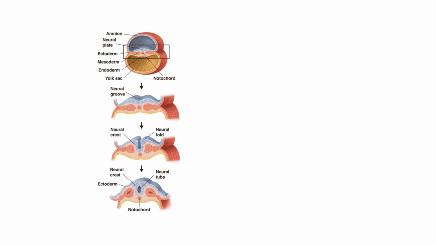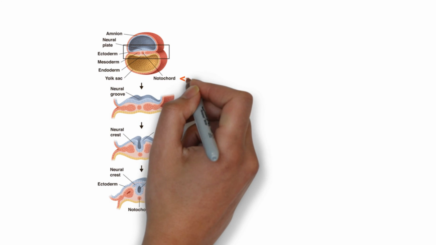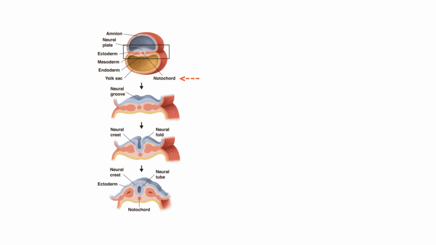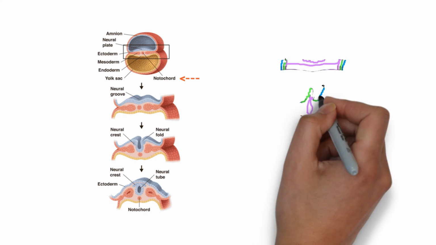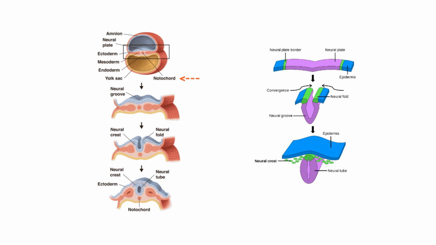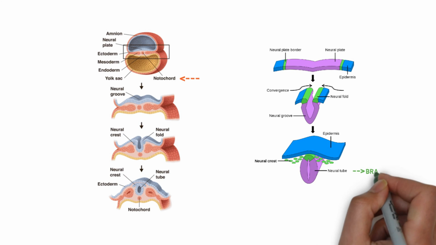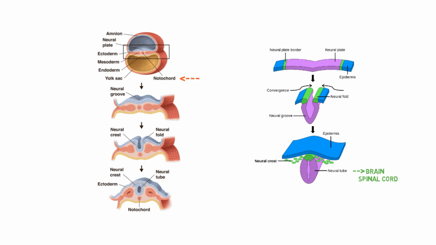If we talk about the brain, everything begins with the notochord. Above the notochord, here we have the neural plate. It is the simplest diagram of the development of the neural tube. The neural tube is the embryonic structure that ultimately forms the brain and spinal cord. It forms in a process called neurulation.